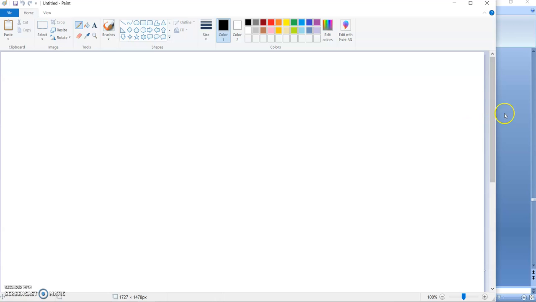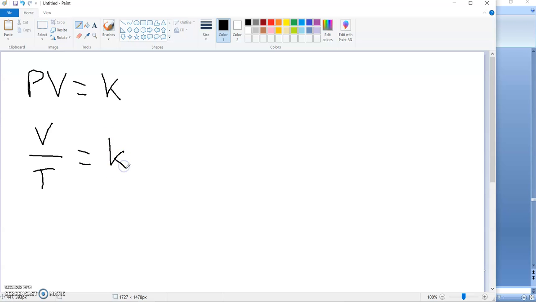So let's take a look here before I get back into the PowerPoint. Look at the three gas laws. Boyle's law, we have PV equals K. Is my handwriting better than last week? We have Charles' law, which was V over T equals K. And then Gay-Lussac's law, which was P over T equals K.